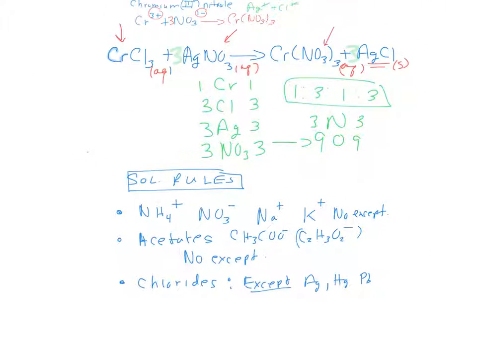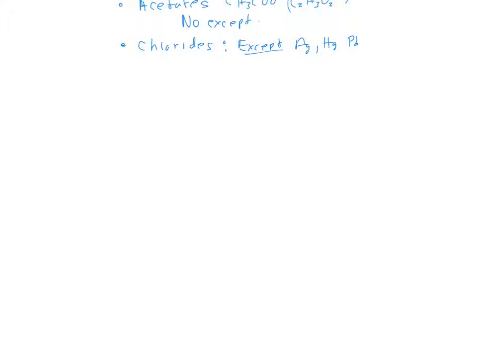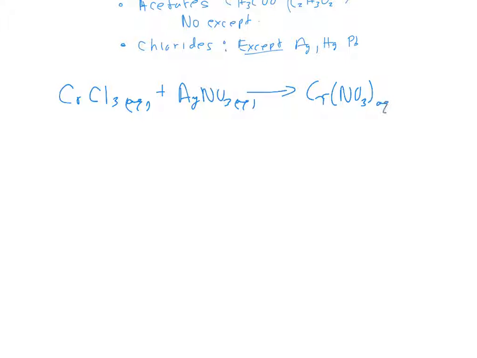Now that we've determined that chromium 3 chloride is aqueous, silver nitrate is aqueous, chromium 3 nitrate is aqueous, and silver chloride is a solid, now we can begin our separations. I'm going to write the equation quickly again so that we have more room. Chromium 3 chloride aqueous, silver nitrate aqueous, going to chromium 3 nitrate aqueous, and silver chloride solid.